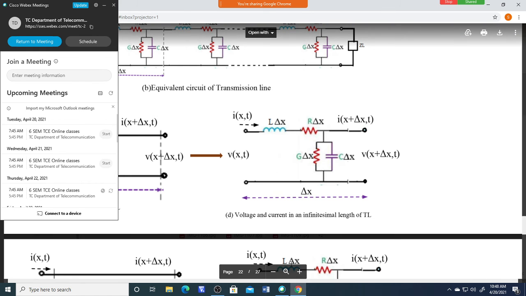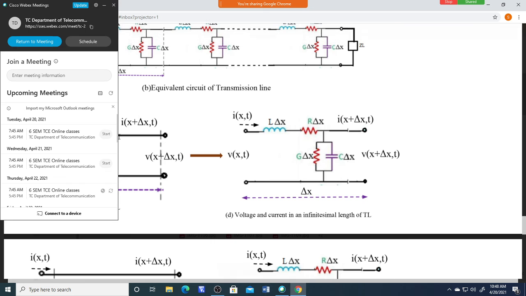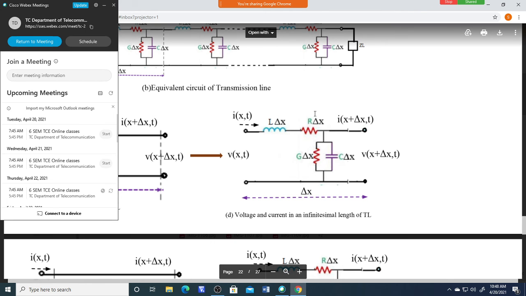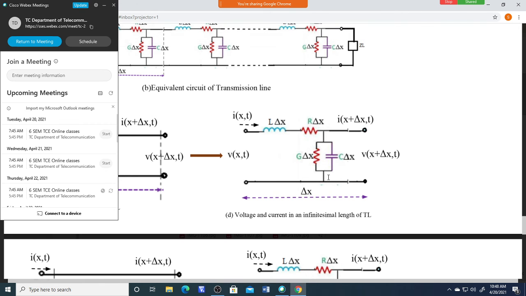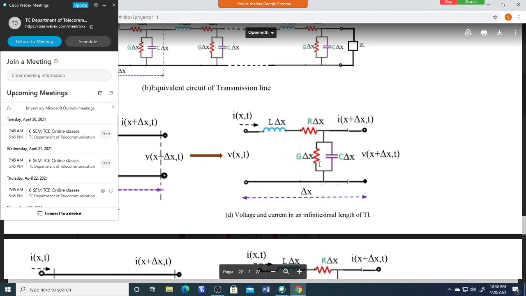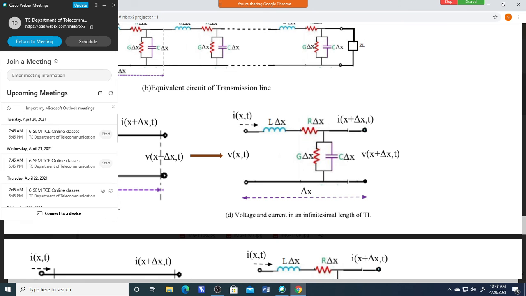This is because we have taken a small elemental length, we have not taken the entire length. Over that small elemental length the element values are constant. Now this looks like a circuit of lumped elements, so we can apply Kirchhoff voltage law.